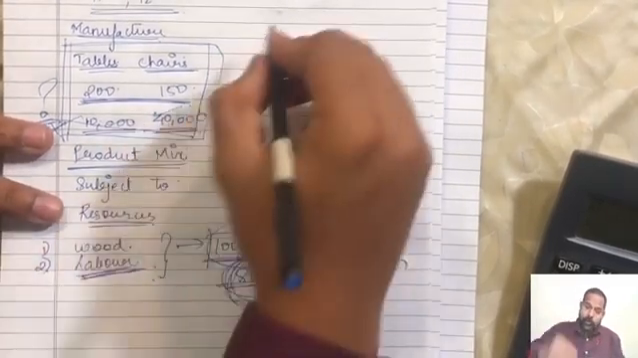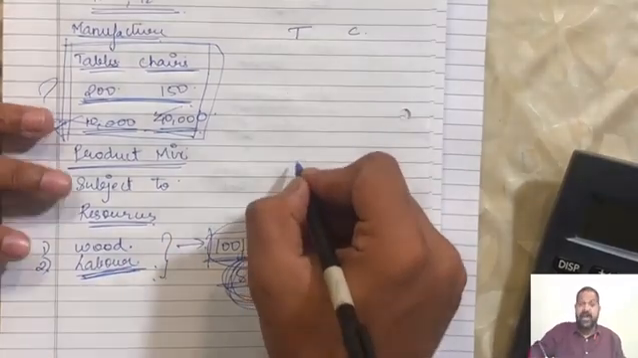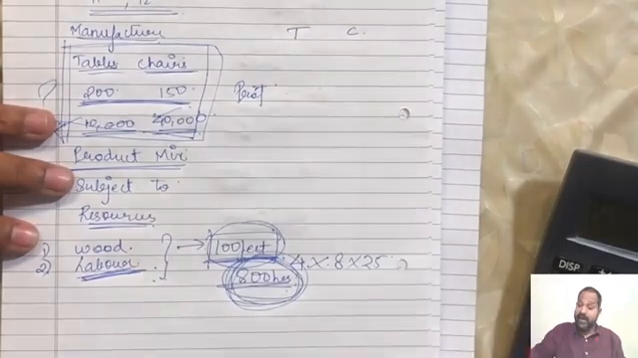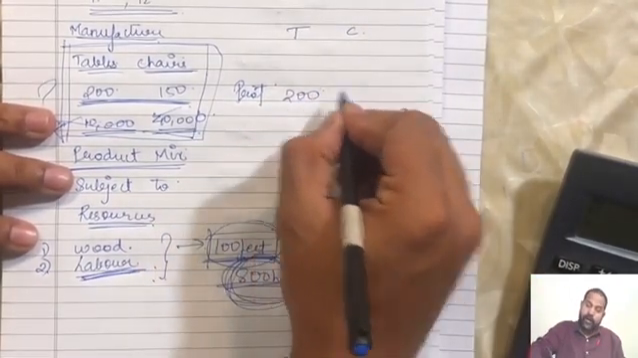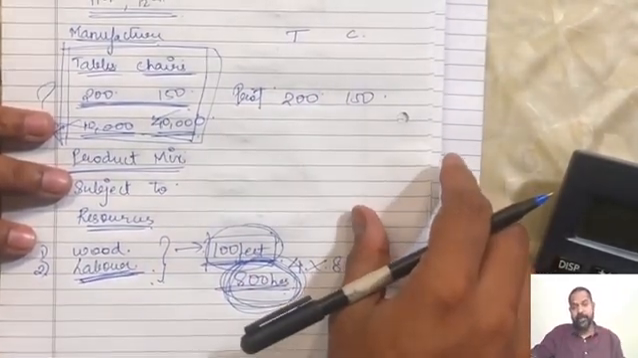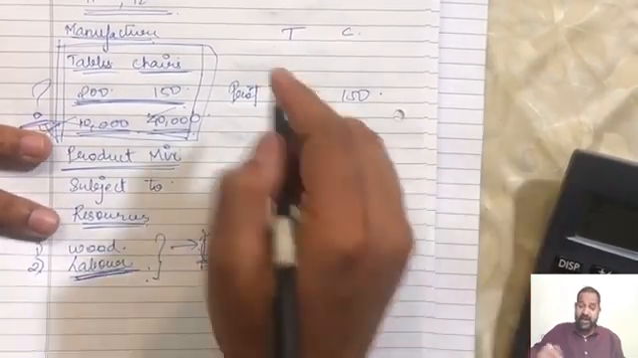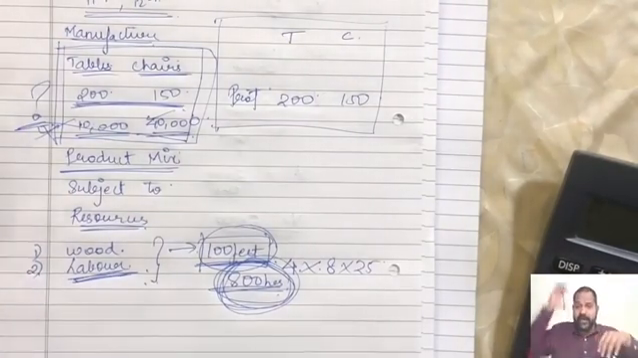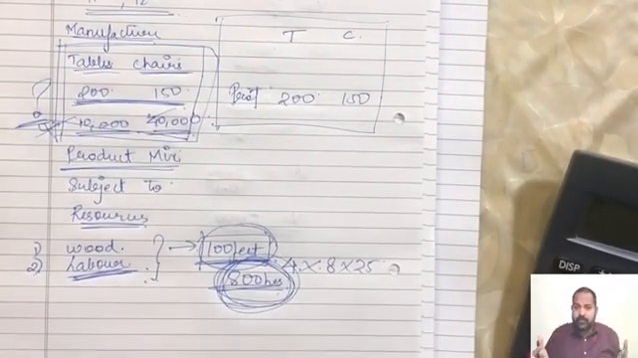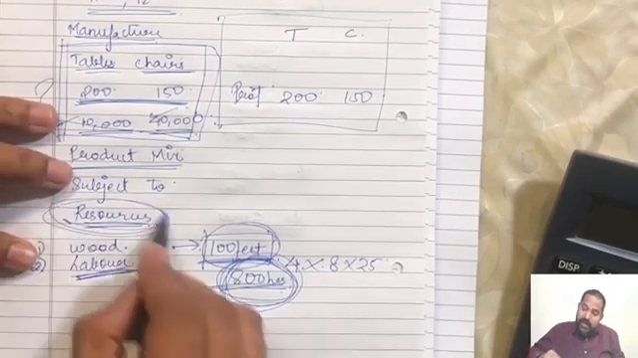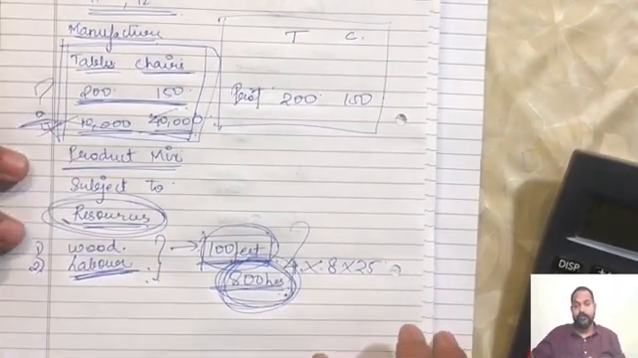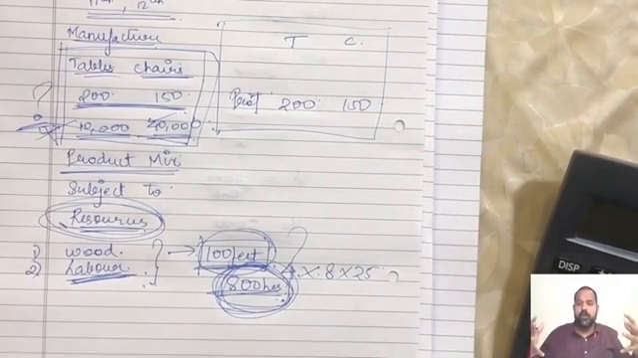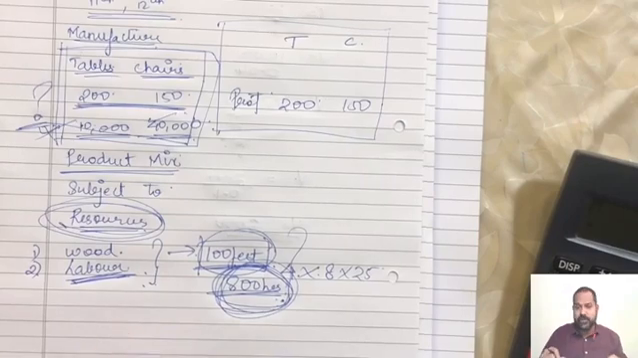The task is going to be making tables and chairs, understanding that the profits that I have is a total of 200 per table and 150 per chair. But why don't you make 50,000 tables and 80,000 chairs? I can't. I have a resource limitation. I cannot use more than available resources.